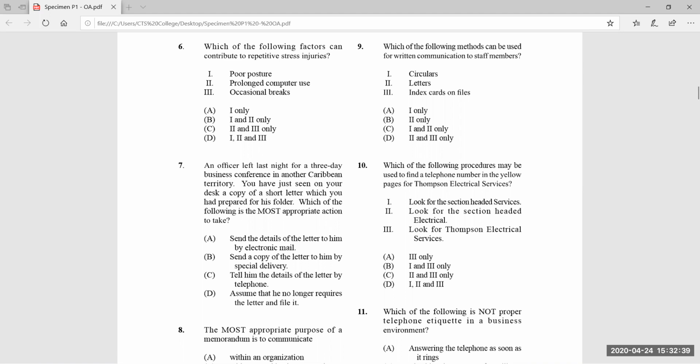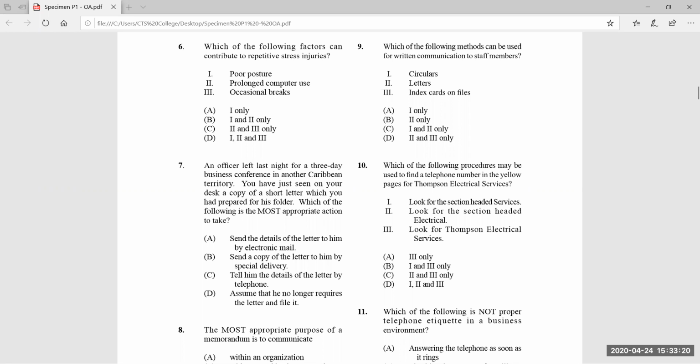An officer left last night for a 3-day business conference in another Caribbean territory. So this person is traveling. You have just seen on your desk a copy of a letter which you had prepared for his folder, right? Which means that he forgot to put it in his folder. Which of the following is the most appropriate action to take? So this person needs this particular letter. He does not have the letter. So of those answers, A, B, C, D, which one do you think is the most appropriate action to take at that point? You can just unmute your mic and give me the answer, whoever has the answer.